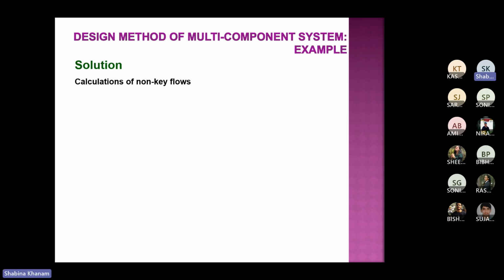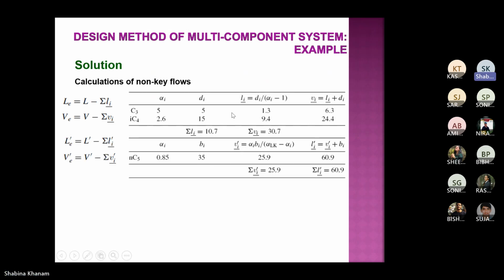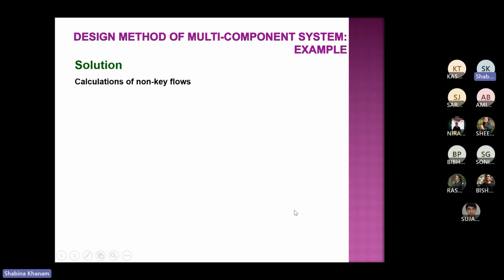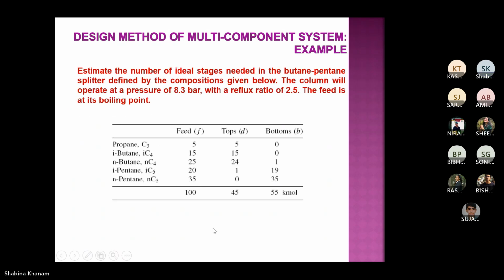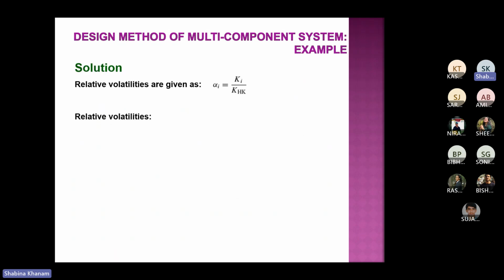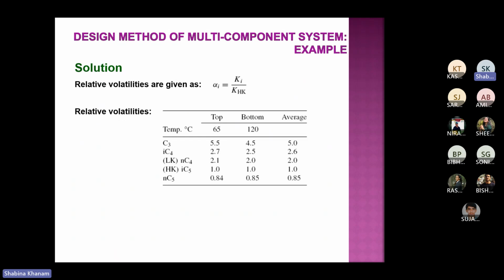Now we will find out the calculation of non-key flows. The light non-keys are available, and this is the heavy non-key, and alpha i, d i, all these values are already given. Where are they given? In this table. These values are already given, and alpha is available over here. This one you need to count.